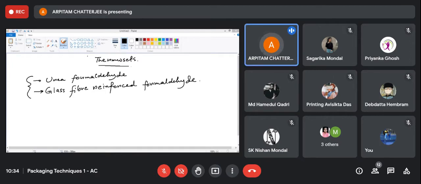This urea formaldehyde is basically used to make closures, and you can also find its usage in some of the beauty products. In some of the beauty products, you will see the plastic is very glossy, with a very shiny appearance, and it is a very white kind of plastic. Okay, some of the packaging applications are there.